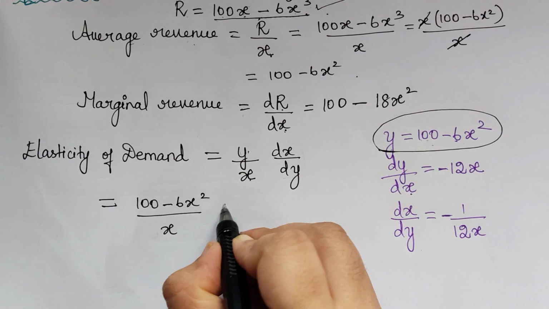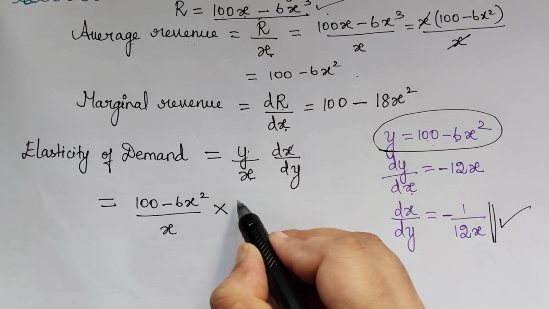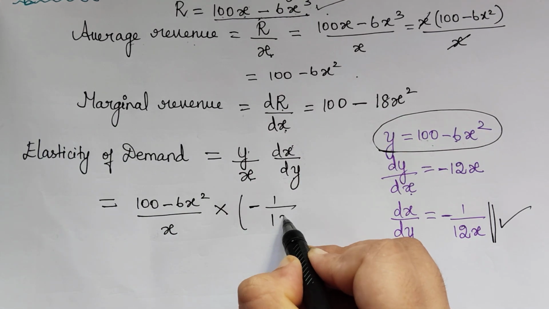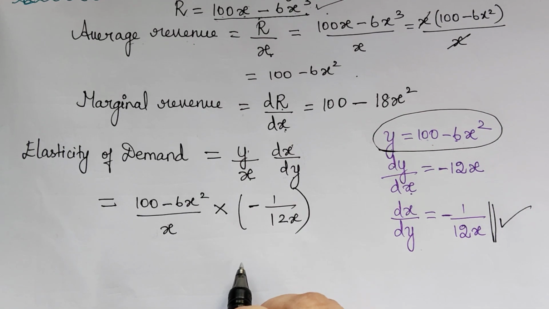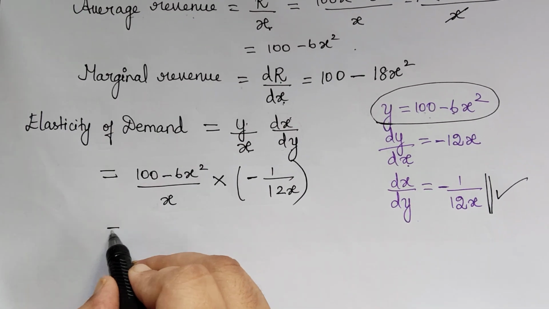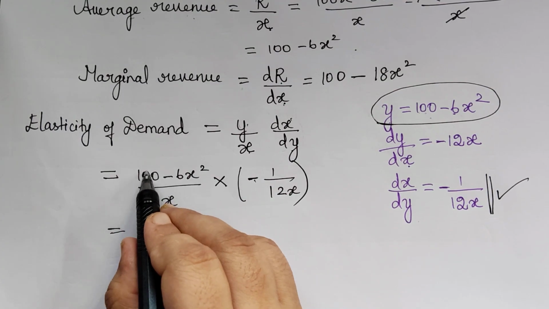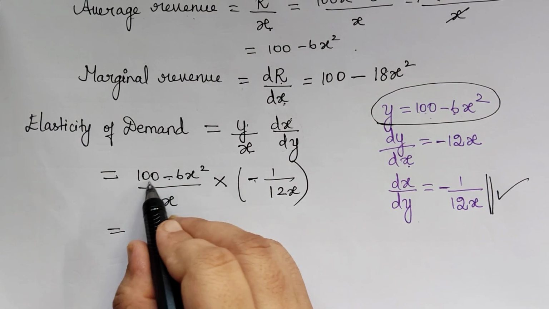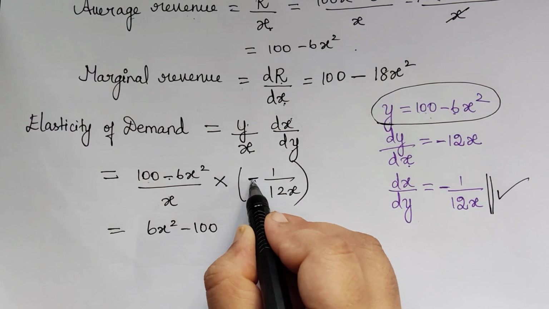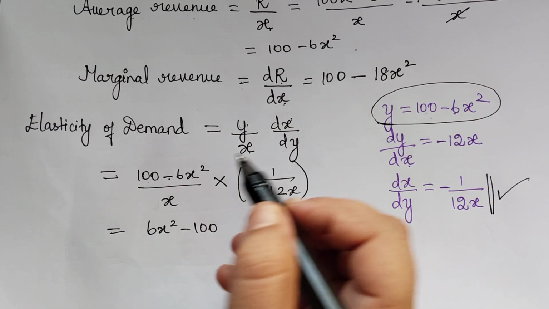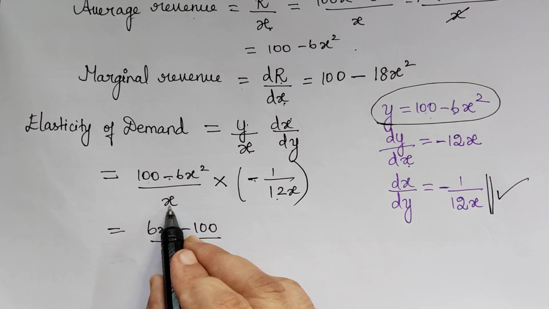So y by x is multiplied with dx by dy, which we have obtained here. So it is minus 1 by 12x. We have to multiply these two. When we multiply, this term becomes negative and this term becomes positive. So I'm just rewriting it: 6x squared minus 100, because we are multiplying this term with a negative sign, divided by this 12 constant, which comes as it is.